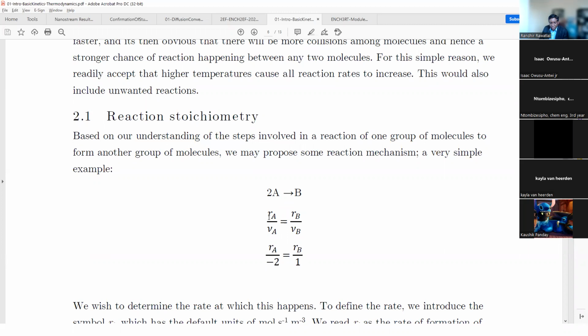Remember, R, the default definition is that it's the rate of formation. So we aren't forming A here, we are consuming A. So it's minus 100 moles per second.